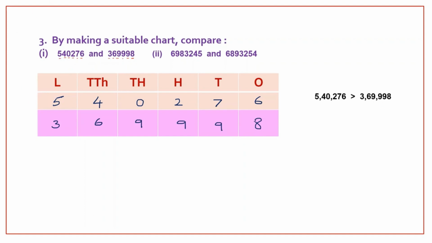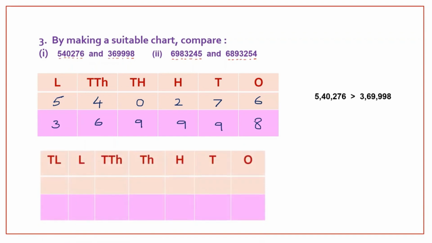Now let's make a chart for the next number. So here also let's count the number of digits. So 1, 2, 3, 4, 5, 6, 7 digits. Here 1, 2, 3, 4, 5, 6, 7 digits. That means we need to make a chart which has 7 columns. So let's do that. So here we have a chart of 7 columns and, as you can see, the places are ones, tens, hundreds, thousands, 10,000s, lakh and 10 lakh. So these are the 7-digit places.